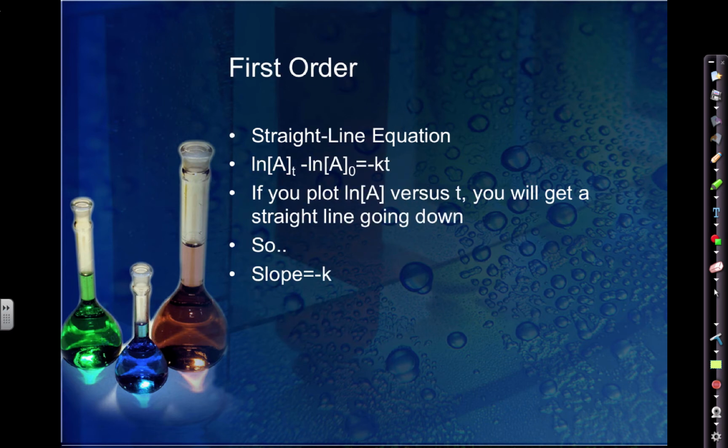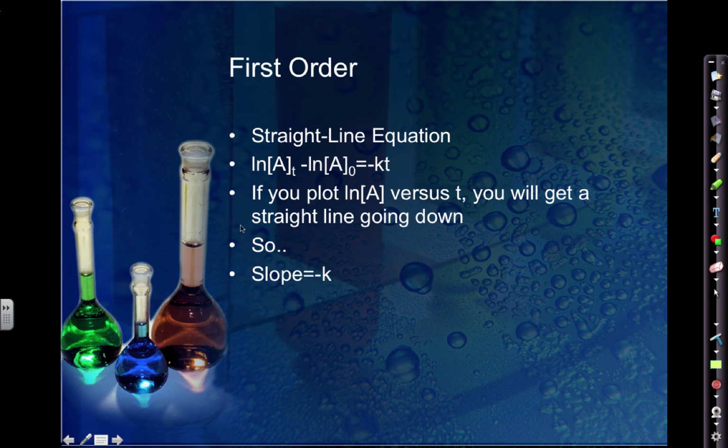Now, if you have a first order reaction, your equation looks like this. So again, you don't need to know how to derive it. This is actually given to you on the AP reference sheet. So if you were to take data from a first order reaction, and take the natural log of the concentration of A and graph that versus time, you're going to get a straight line going down. So here, our slope would also be equal to negative K.